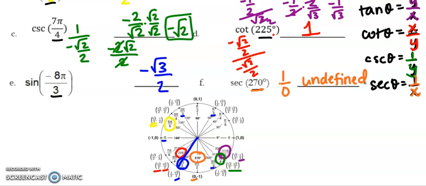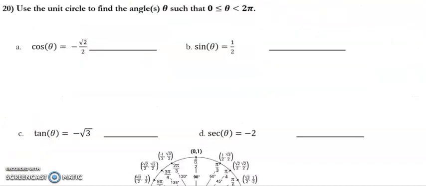So those were, here's the angle, find the trig ratio. If you need a refresher on that, that's going to be video 3.8. Okay? Use the unit circle this time to find the angles. So this time I'm giving you a ratio and I want to find the angles. Those angles have to be between 0 and 2 pi. So we're looking one time around the circle, and they have to be in radians.